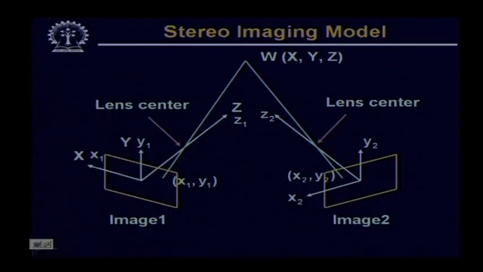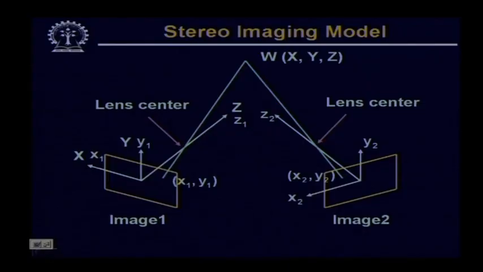Now, given a point W in the 3-dimensional space, the corresponding image point in image 1 is given by x1, y1, and the image point for the same point W in image 2 is given by x2, y2. I assume that both the cameras are identical, that means they have the same value of the wavelength lambda. So, they will have the same perspective transformation as well as inverse perspective transformation.